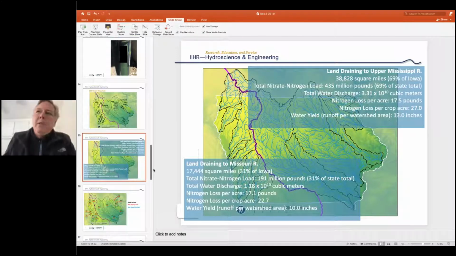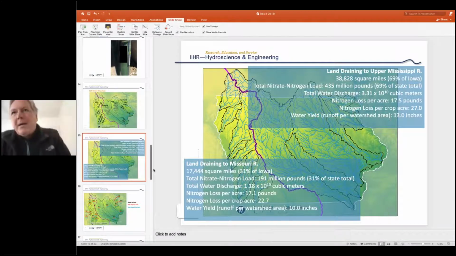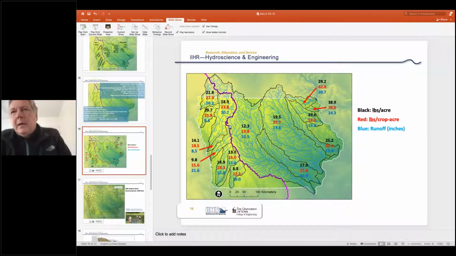And so when we look at this individual watershed data here, the black number is the loss in pounds per total acres. The red number is the loss per crop acre, and the blue is the runoff. And so we can see these watersheds are different. The loss of nitrogen does vary around the state.